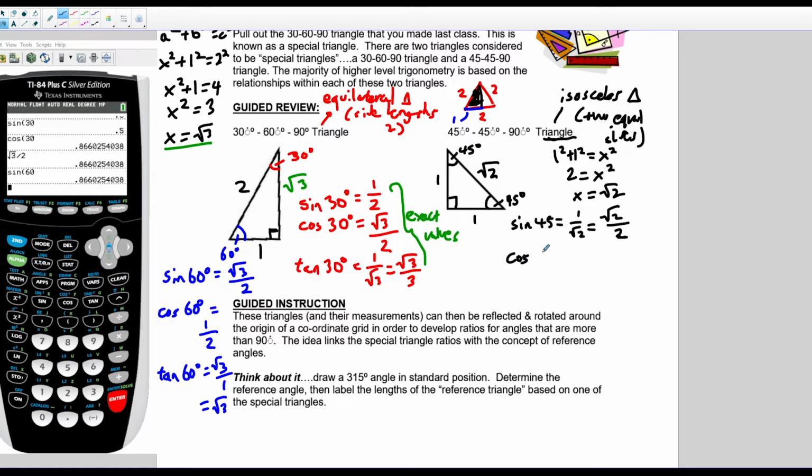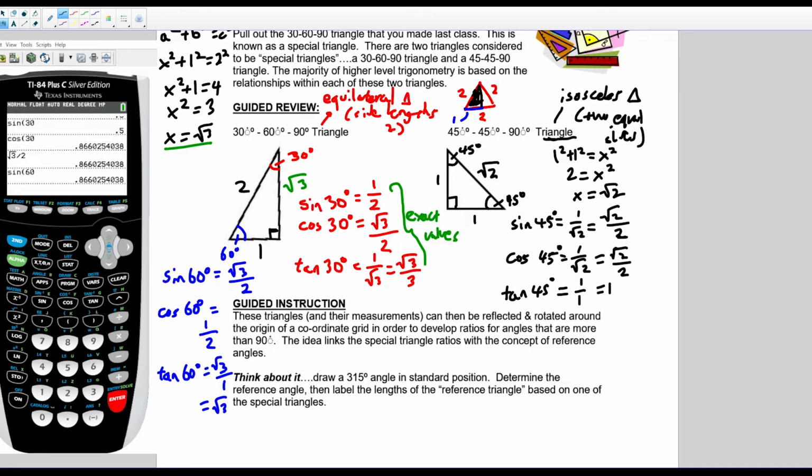Same thing with cosine of 45. We're looking at the adjacent over the hypotenuse. So once again, 1 over square root 2, which again is rationalized as square root 2 over 2. And last but not least, tangent of 45 degrees. Add the degree sign to all of those. So tangent of 45 is equal to opposite over adjacent. So opposite over adjacent is 1 over 1, which is just 1.